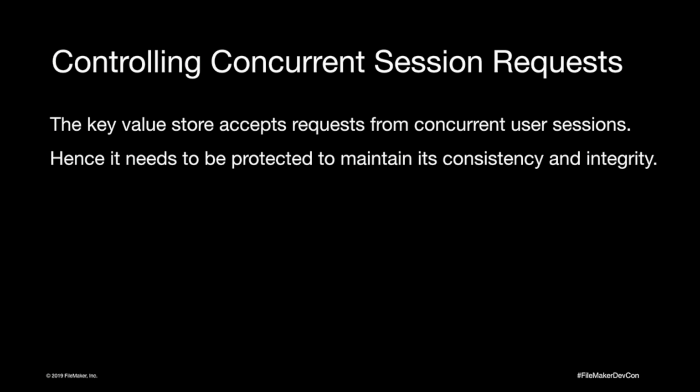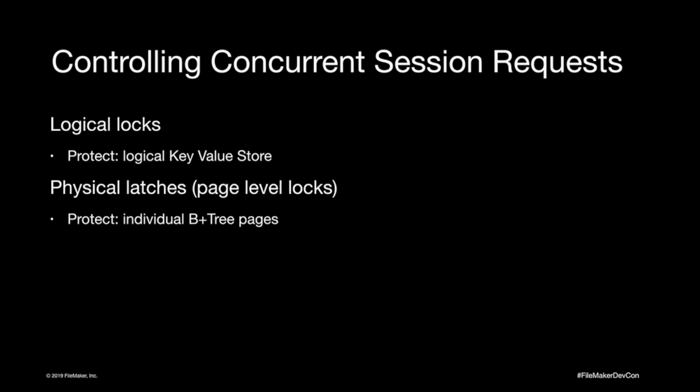And then the physical integrity of the B plus tree should be protected, because we have to make sure that the B plus tree is really well formed. That means that all the pages are properly linked and every data page is at the same level depth from the root page, and all those things. So for the logical consistency, we use logical locks. For the physical integrity, we use page level locks. That briefly summarizes the two different types of concurrency control mechanisms.